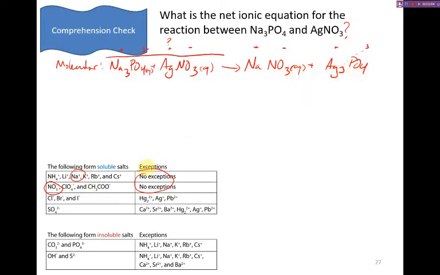And then silver and phosphate. We find phosphate down here, and we see that it's insoluble unless bound to ammonium or one of the group 1A metals. Since that's not the case, this is going to be solid. It's going to form a precipitate. Then, when we do the full ionic equation, we dissociate into the component ions, keeping in mind that if it's a monoatomic ion, any subscripts go and modify as coefficients. Polyatomic ions, again, will stay together.